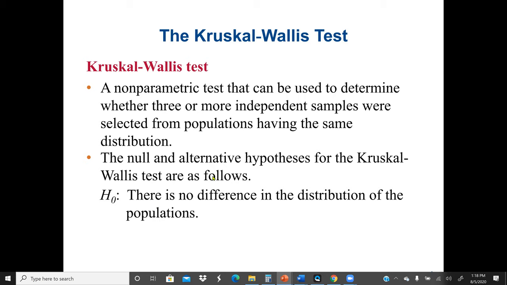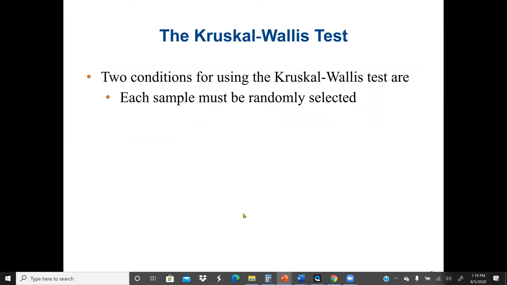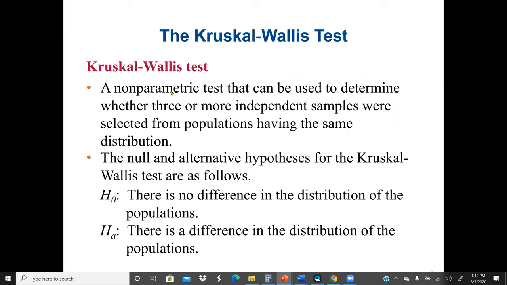So here we say the null and also the alternative hypotheses for the Kruskal-Wallis test are as follows. H0 is there is no difference in the distribution of the populations. HA will be there is a difference in the distribution of the populations. Again, one more time, the definition for the Kruskal-Wallis test is a non-parametric test that can be used to determine whether three or more independent samples were selected from populations having the same distribution. Again, the key concept here is three or more independent samples. In Wilcoxon, two dependent samples.